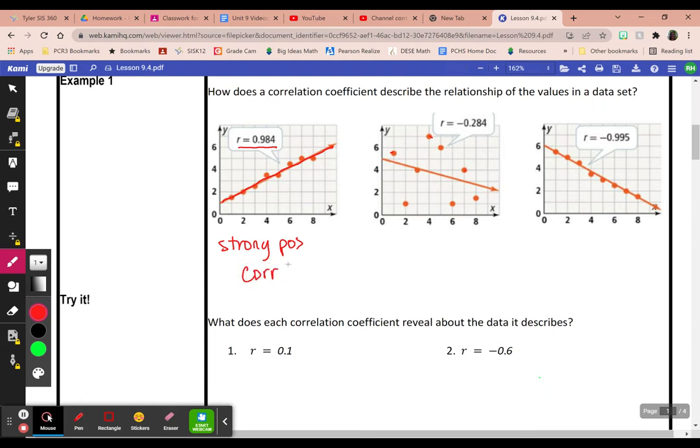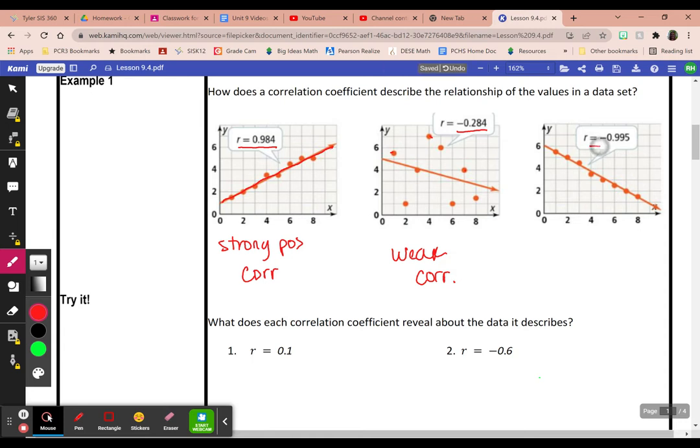Okay. This next one is negative 0.284. You can see as you put the line in, none of the dots are really following anything that's happening there. So we would call this a weak correlation because it's both close to 0 and the dots are all scattered.